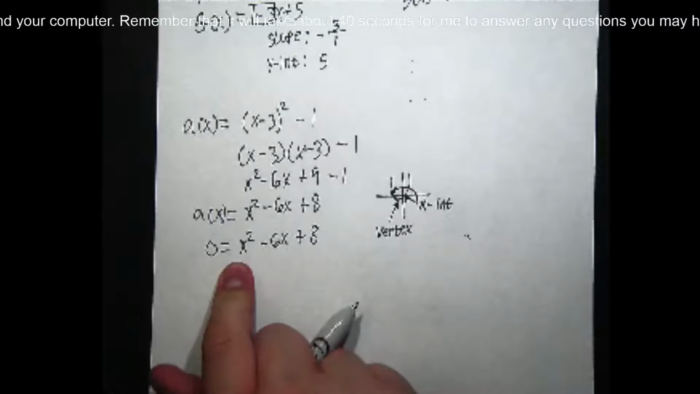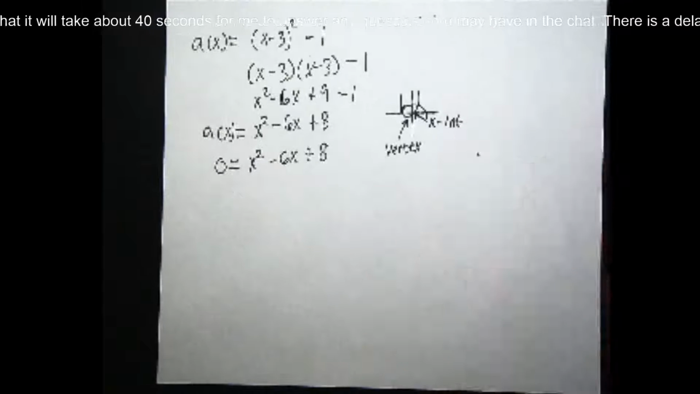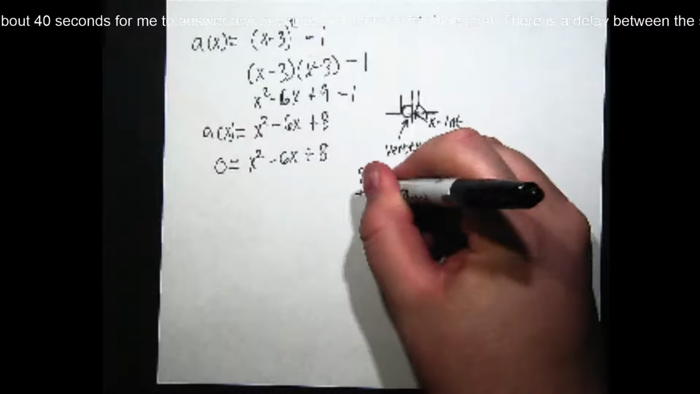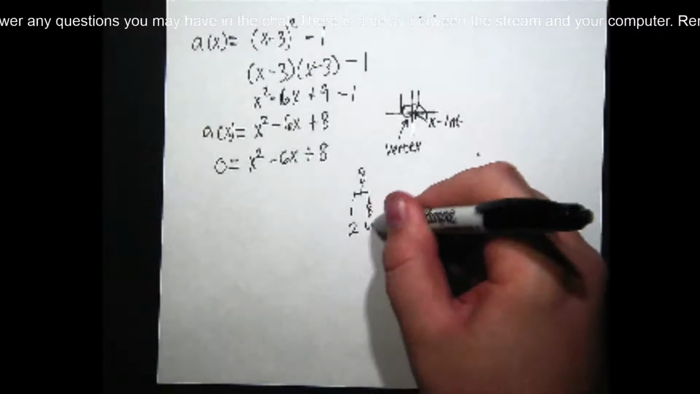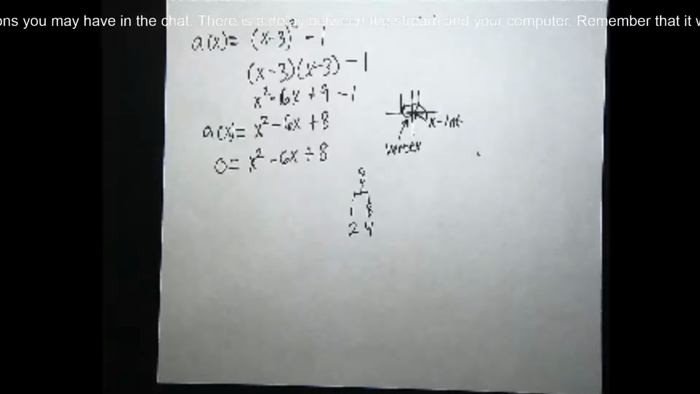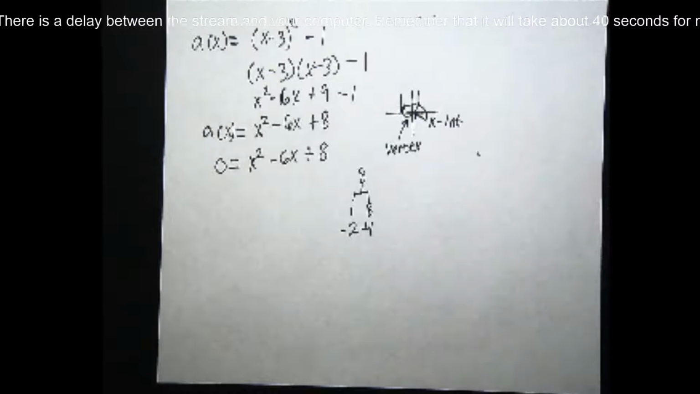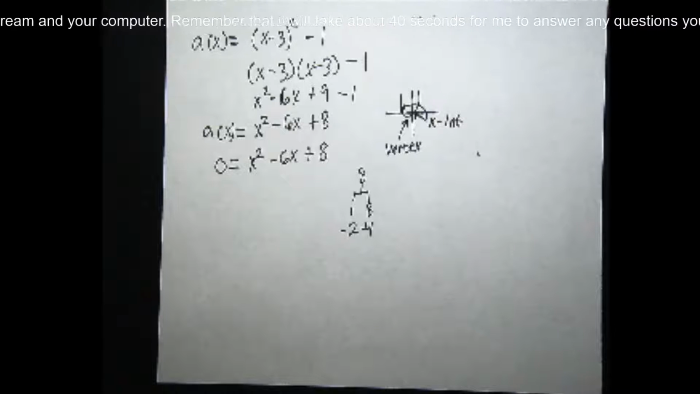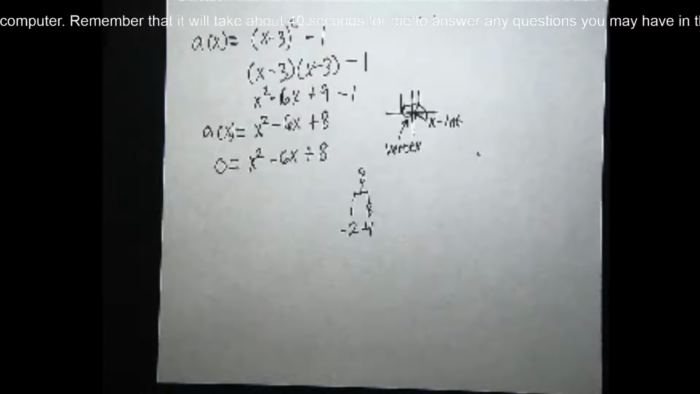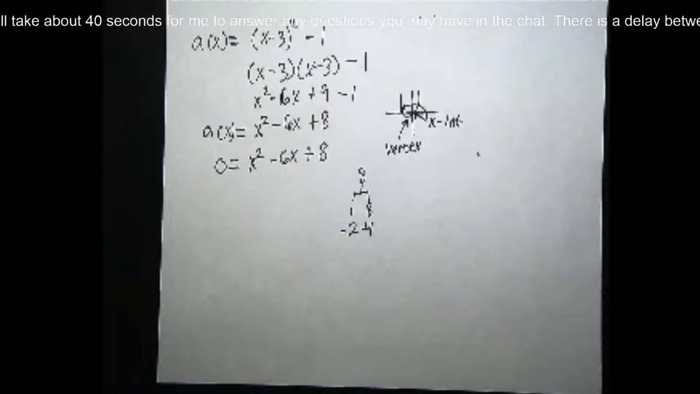Okay, so let's figure it out. We've got an a of 1, which means we can use our shortcut, and a c of 8, giving us an ac of 8. Factors of 8 are 1 and 8, 2 and 4. And factors of 8 that add to get negative 6 would be negative 2 and negative 4. Now once again, like I said, our a, our leading coefficient, is positive 1. So we can use our shortcut and not have to go through the box method.